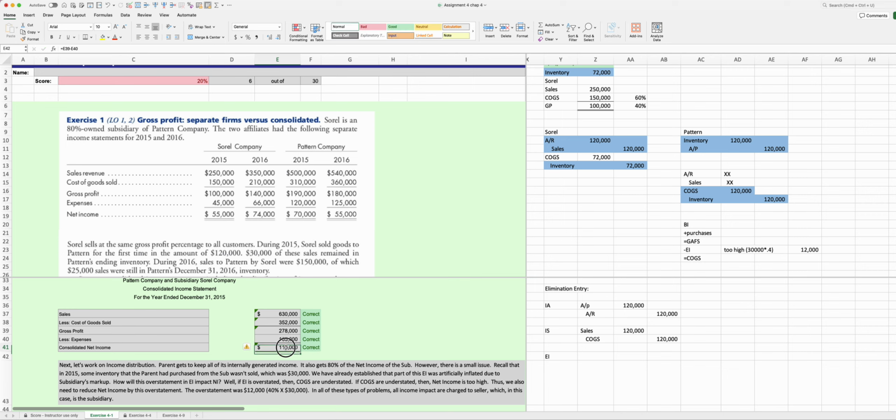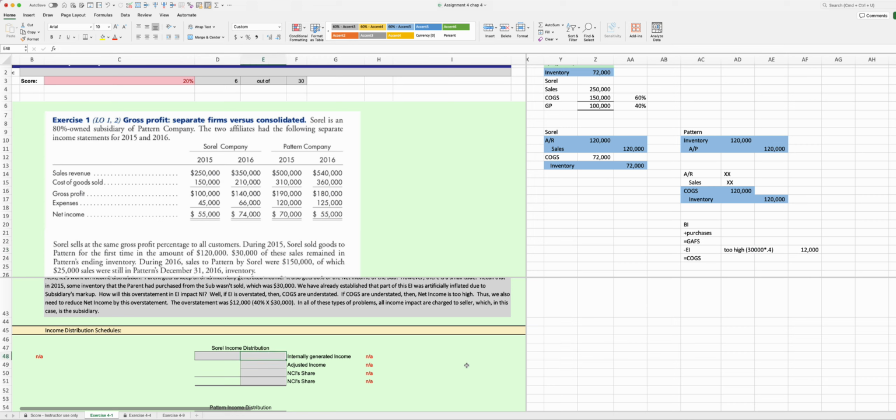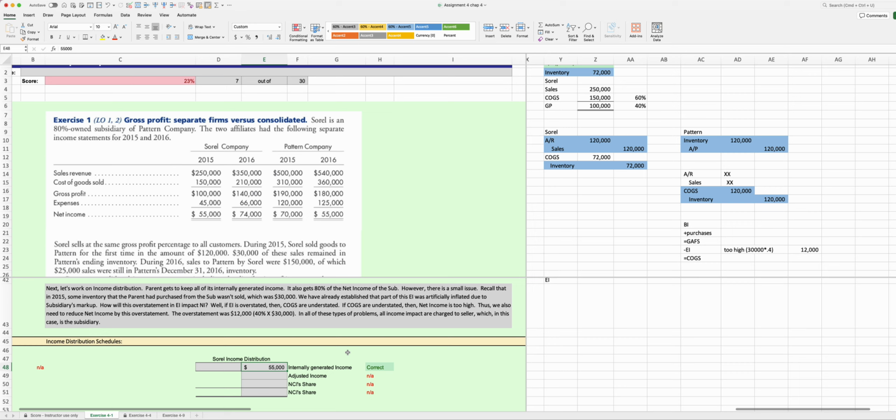Let's take a look at the income distribution schedules. We always start with the subsidiary because the subsidiary may have NCI and other things going on, so we always want to start with the income distribution schedule for them. For 2015, for Sorel, the internally generated income was 55,000, and it's given right here, so we don't have to worry much about that. We do know, however, that we had to deal with this intercompany profit that was inherent in the cost of goods sold.